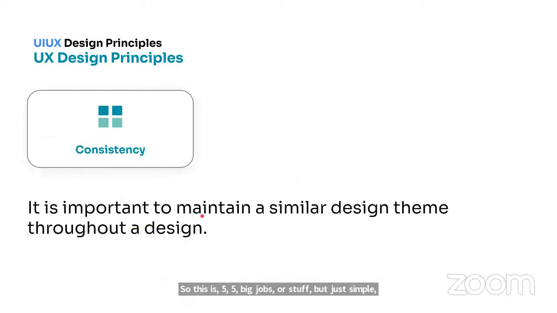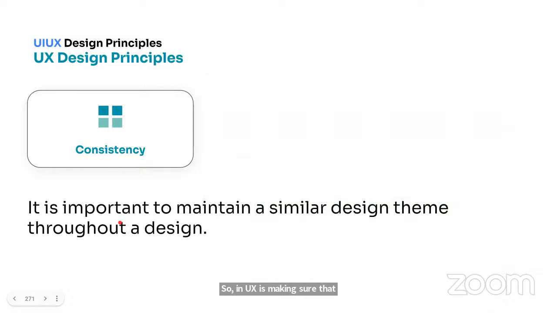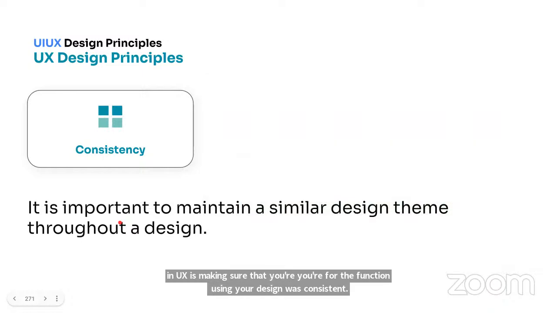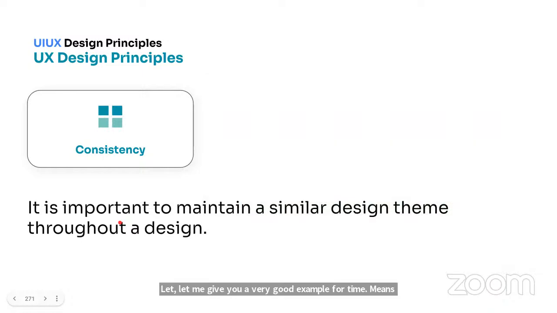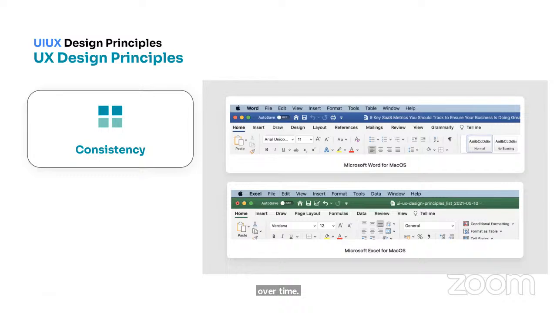So I've talked about consistency. Consistency in UX is making sure that the functions you use in your design are consistent. Let me give you a very good example of what I mean. We all use Microsoft Word, right? You notice that Microsoft does updates over time. Maybe you have Microsoft 11, or, as an example, Microsoft 2009, 2010.